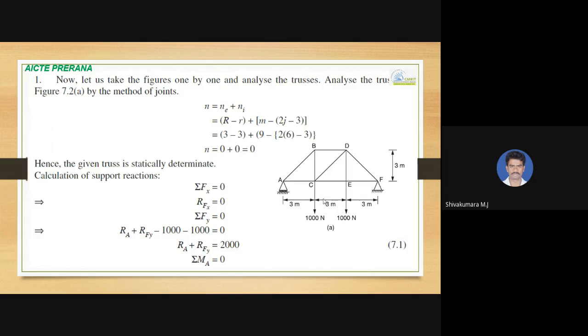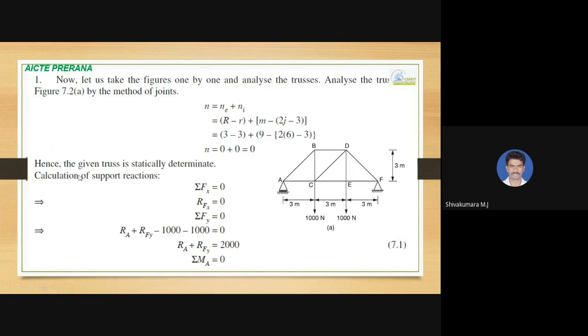Okay. Before analyzing, whether it is statically determinate or indeterminate can be checked. The degree of static indeterminacy is m plus r minus 2j, you know that. Here m is 9, r is 3, and j is 6, so 2j is 2 into 6. So it is 9 plus 3 minus 12, which is 12 minus 12, it is 0. So it is a statically determinate structure.